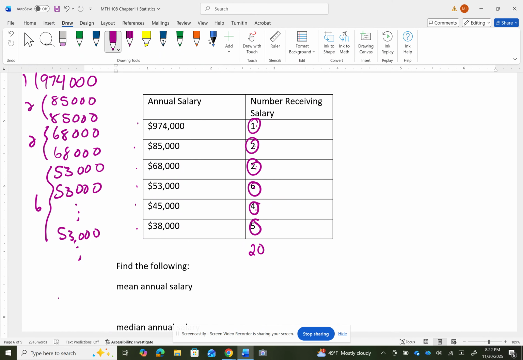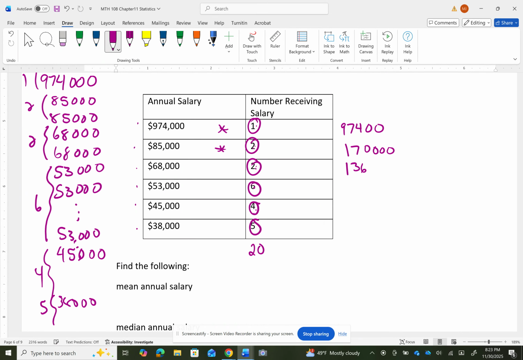But a quick way to do that might be just to multiply the frequency something occurs by the salary. So 85,000 occurs twice. If you do 2 times 85,000, that would be 170. If you do 2 times 68, that would be 136. If you did 6 times 53, that would amount to a total of 318,000. So if I added up all 6 of those, that would be 318,000.